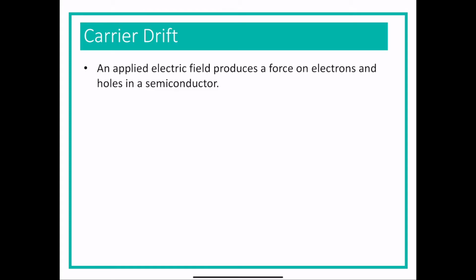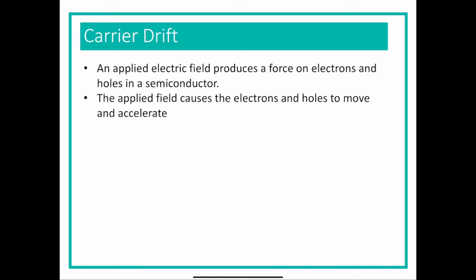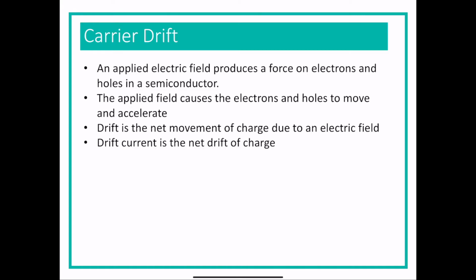Drift current is what is caused by an electric field. So we apply an electric field to a semiconductor, and it provides a force that causes charges to move. The electrons and holes move, and they actually accelerate. So drift is the net movement of charge due to this electric field, and then drift current is the net drift of the charge, which is good.